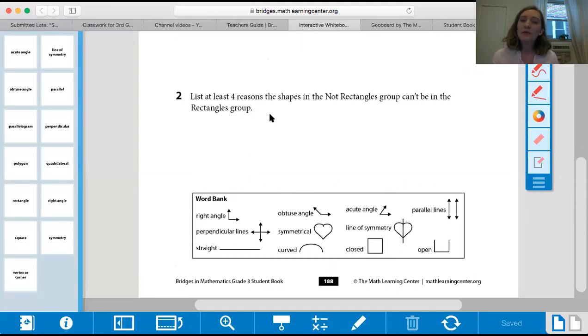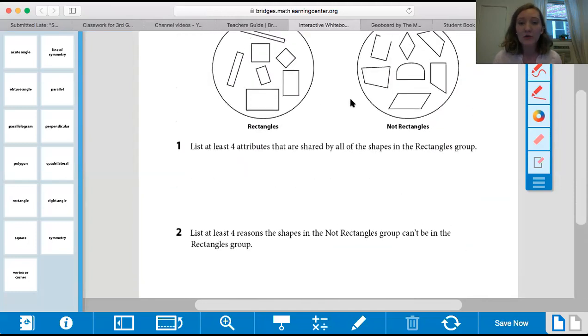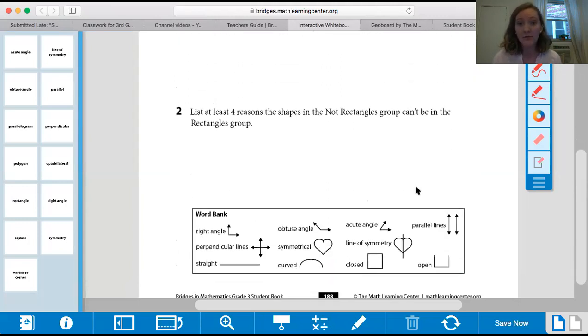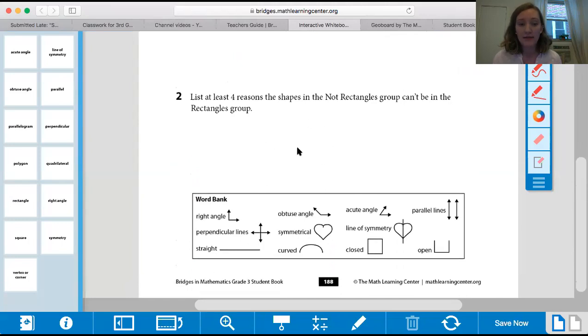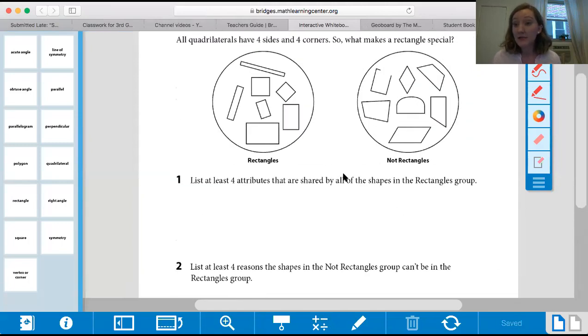List at least 4 reasons that the shapes in the not rectangles group can't be in the rectangles group. Basically, they're asking you, why are these not rectangles? You need 4 reasons, 4 details. Here's a word bank you can use to help you with spelling if you need it. You can go ahead and tell the person next to you, think about it, discuss it. What are some reasons that these are definitely not rectangles?